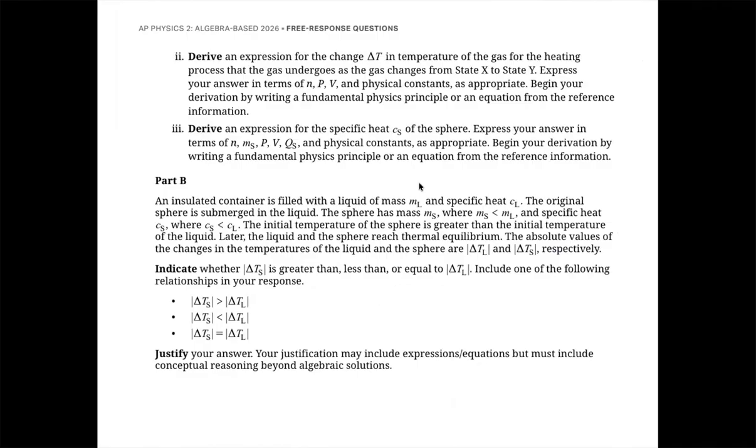Part double I, derive an expression for the change delta T in temperature of the gas for the heating process as it goes from state X to state Y. State Y was at 3P and state X was at P with a fixed volume. Express your answer in terms of N, PV, and physical constants. Okay, not too bad. So this looks like it's going to be the ideal gas law equation. So we'll start with that.